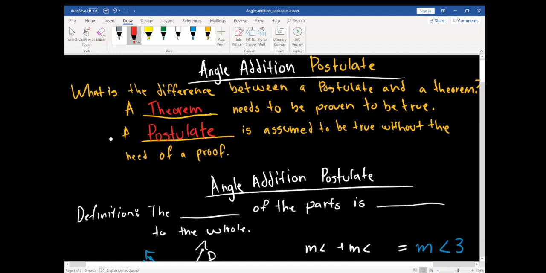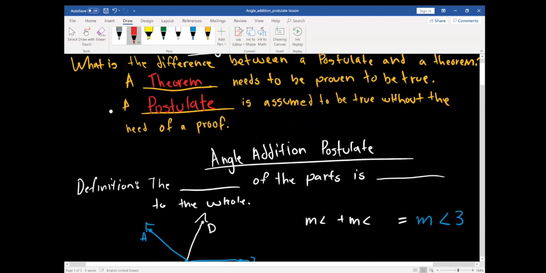So hopefully this helps you later on once you get to geometry. You are going to be required to know the difference between a theorem and a postulate. A theorem, again, you need to use mathematical statements to prove that it is true, and a postulate is something that we assume to be true. So there is no need to prove it. As a consensus, mathematicians assume that this is true, and therefore we do not need to prove it.